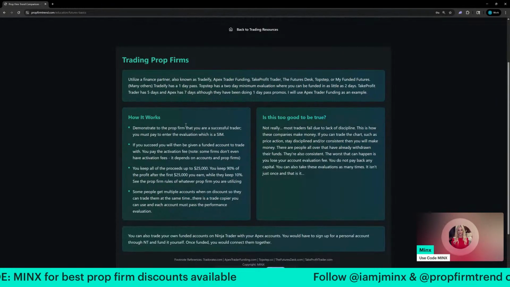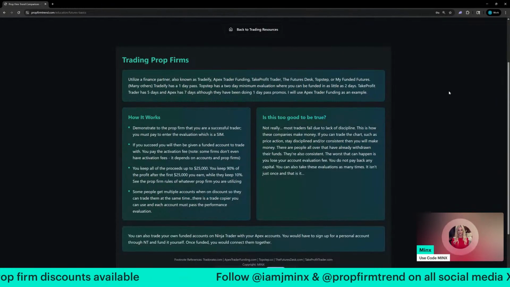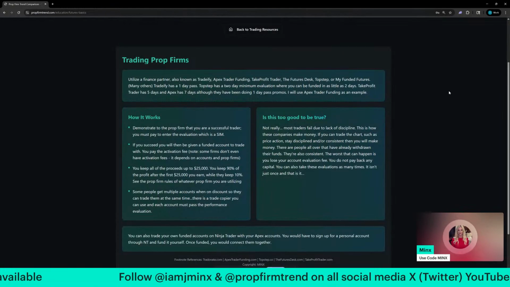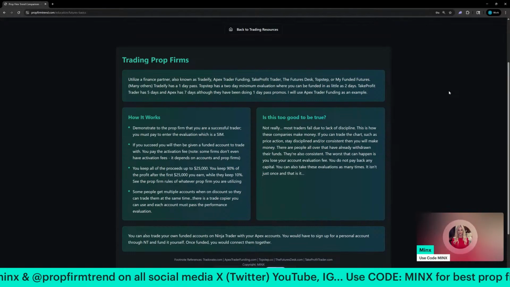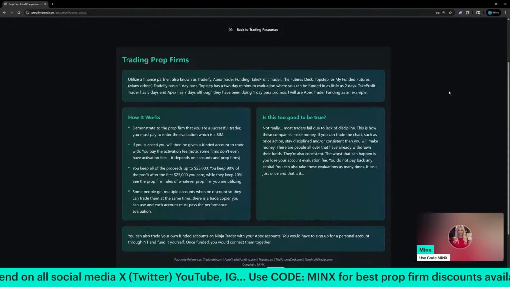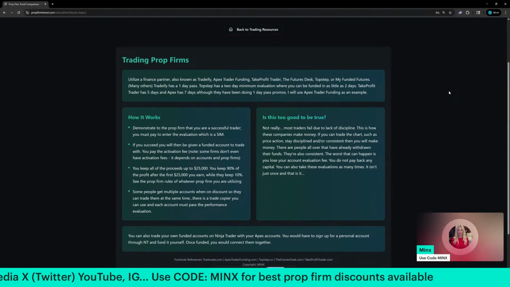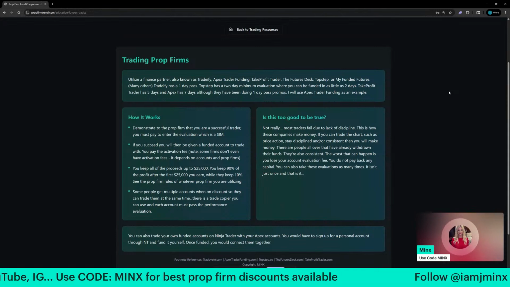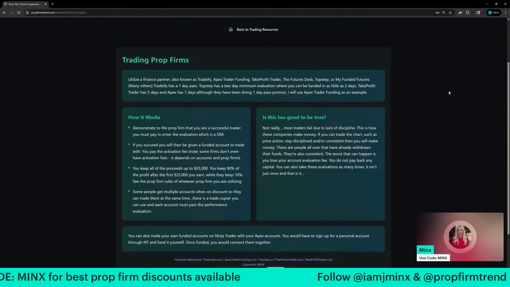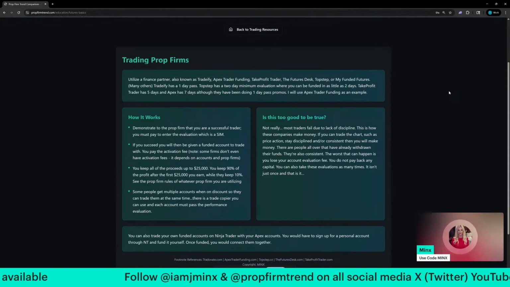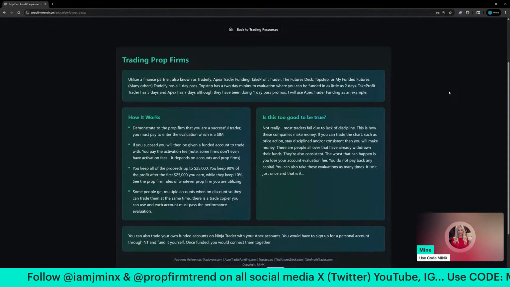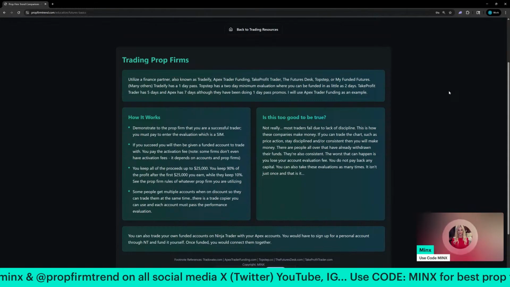The next one is trading prop firms. Now, I know you guys have seen this all over social media and everywhere, and there's so many prop firms that are popping up. But basically, you would utilize a finance partner known as Tradeify or Apex Trader Funding or Take Profit Trader, the Futures Desk, Top Step, My Fund of Futures, whatever. There's so many others, right? I'm just going to use a few as an example.